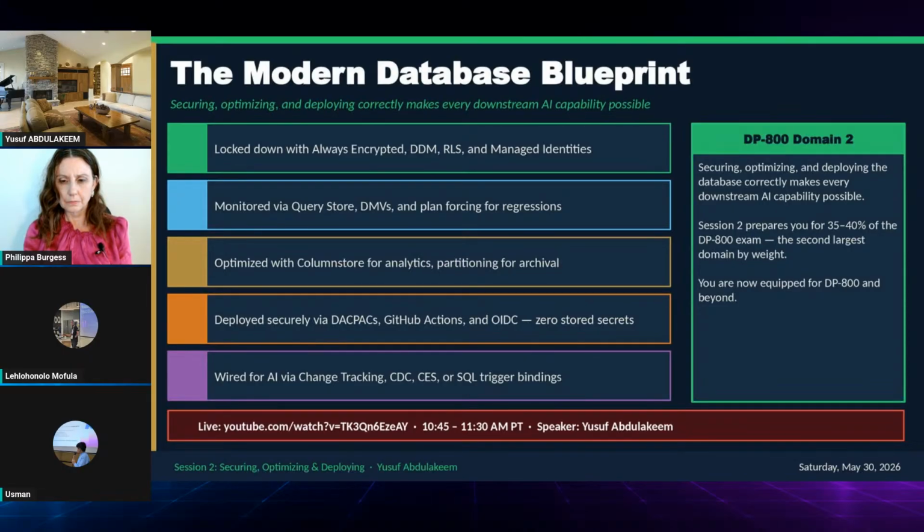So this DP-800 domain 2 that you can learn about prepares you for 35 to 40% of the DP-800 exam. That is the second largest domain by weight. You are now equipped for DP-800 and beyond.